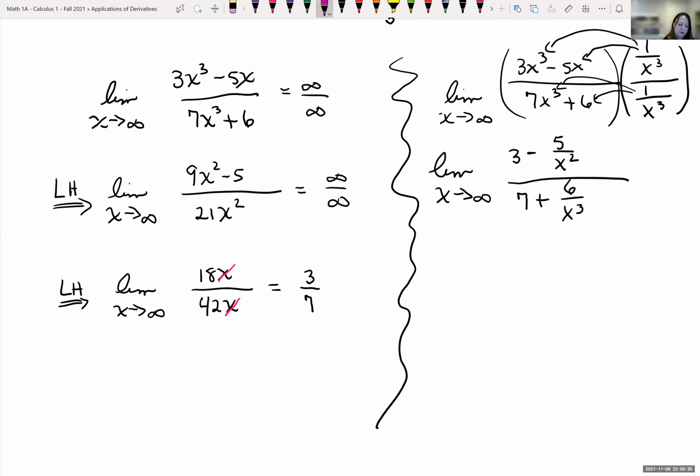And so now if we do our direct substitution, a number in the denominator going to infinity makes this thing go to 0. So 6 over x cubed as x goes to infinity also goes to 0. And so we're just left with that 3/7. So again, there are different ways that you can approach it, but you will get the same result if we can use L'Hopital's.